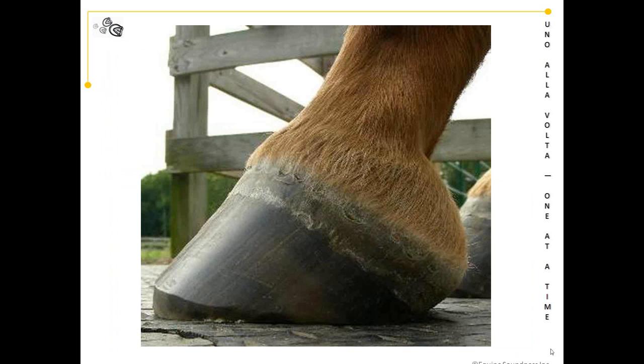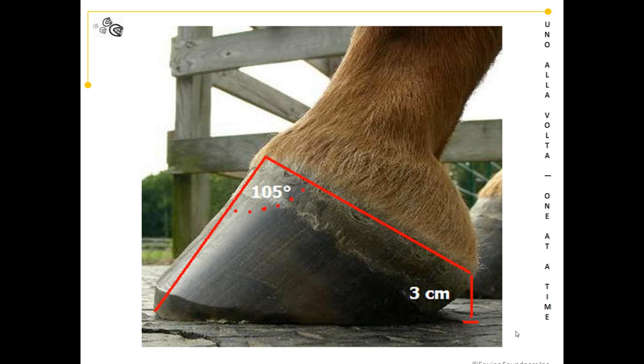Now let's come to something that is very close to my heart, and that is how to evaluate breakover, how to measure breakover, how to deal with measurements in a hoof. We have seen this hoof before, and it is fairly correct.